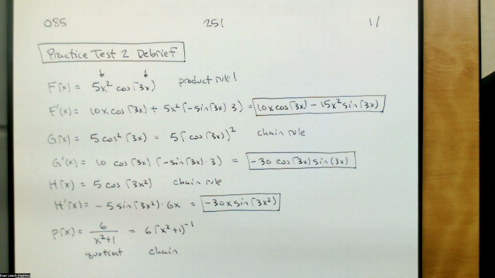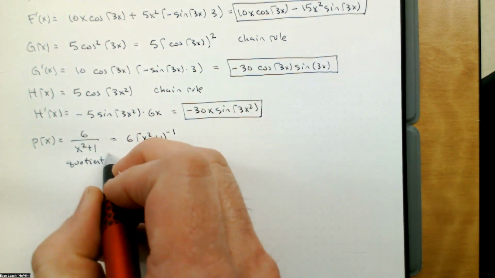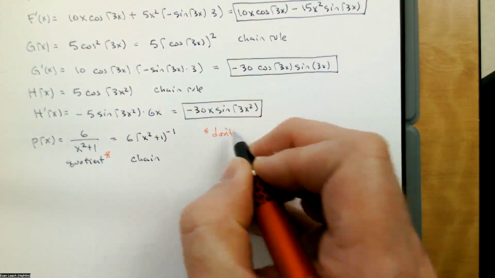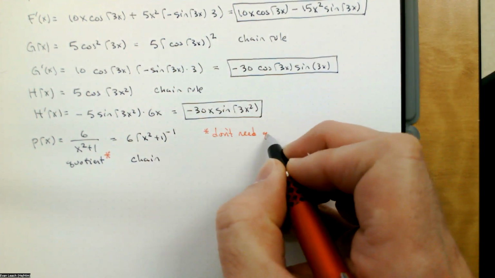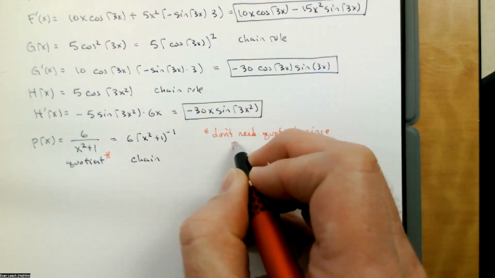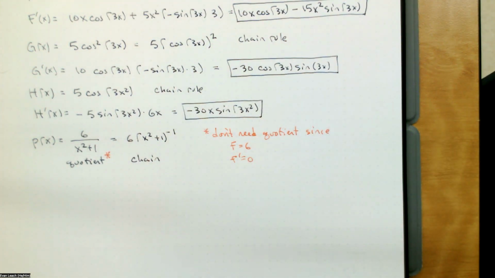Quotient rule is not really a necessary way to do this problem because the derivative of the top is 0. That's going to take out an entire term. So quotient is a little excessive because the derivative of the top is 0. When we say the derivative of the top, we get 0.